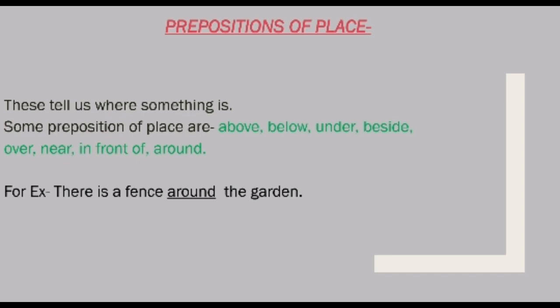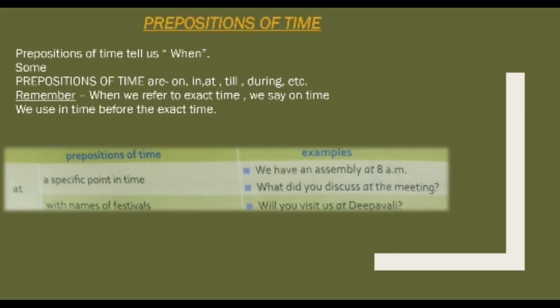Okay, there is a fence around the garden. Place of the fence is described. Okay, so it's preposition of place. And the next kind is preposition of time. Obviously as the name suggests, preposition of time tells us when. Okay, कब हुआ है कोई काम, right? Prepositions of time are like on, in, at, till, during.